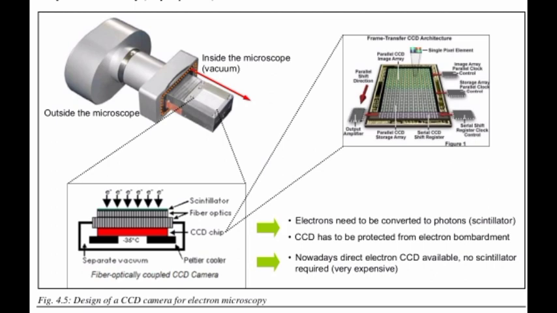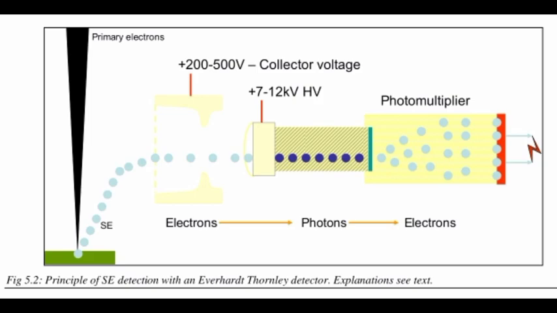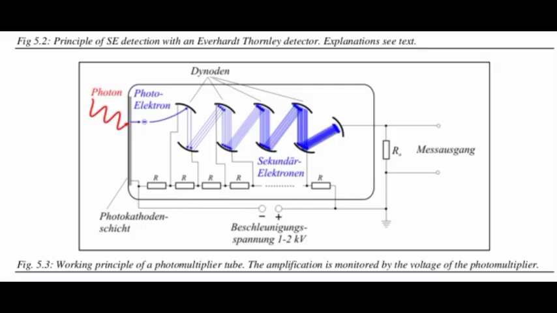This figure represents the design of a CCD camera for electron microscopy. In this figure, the interaction volume of the electron beam with a bulk sample, and the escape depth of SE, BSE and X-rays are indicated. Imaging using secondary electrons. Principle of SE detection with an Everhart-Thornley detector. Working principle of a photomultiplier tube. The amplification is monitored by the voltage of the photomultiplier.